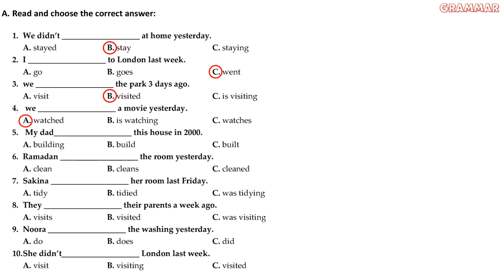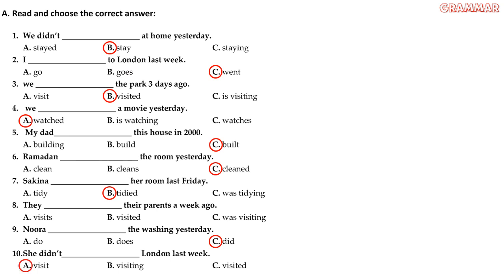Five, my dad built this house in 2000. Six, Ramadan, the room yesterday, Ramadan cleaned. Seven, Sakina, her room last Friday, tidied last Friday. Eight, they, their parents a week ago, they visited. Nine, Noura, the washing yesterday, so Noura did the washing yesterday. Ten, she didn't, London, last week, she didn't visit. It's like number one, we didn't stay, we didn't go, we didn't visit.